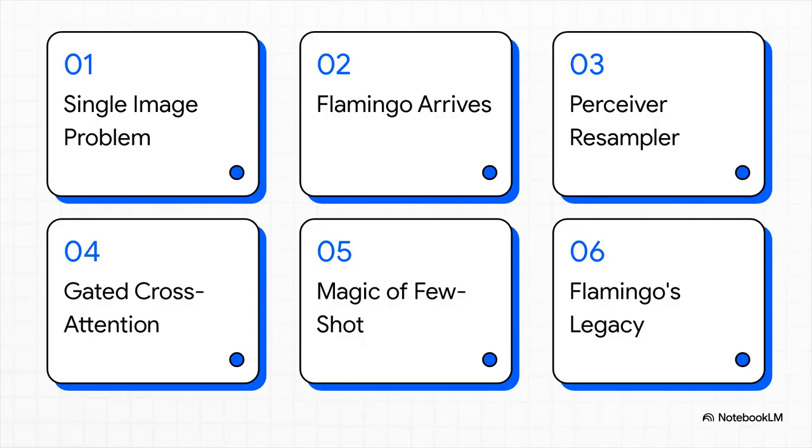To keep things crystal clear, here's our roadmap for today. We'll start with the single image problem, then see how Flamingo enters the chat. From there, we'll break down the Perceiver Resampler funnel, the gated cross-attention bridge, explore the magic of few-shot learning, and finally, wrap up with Flamingo's lasting legacy.